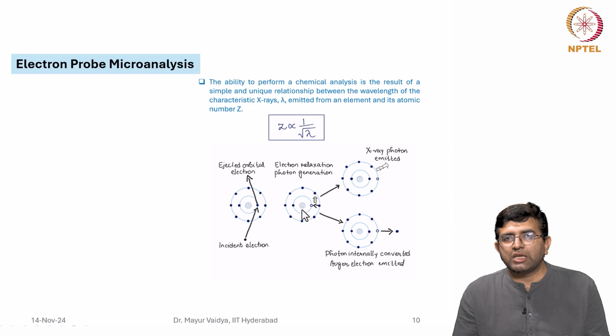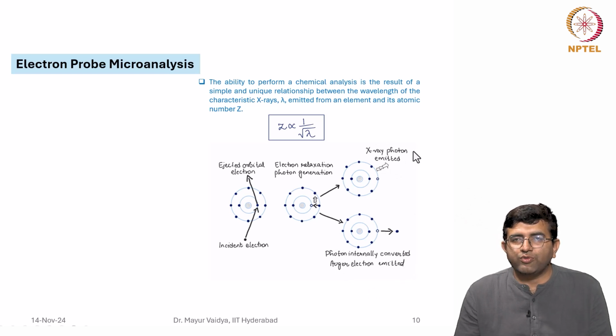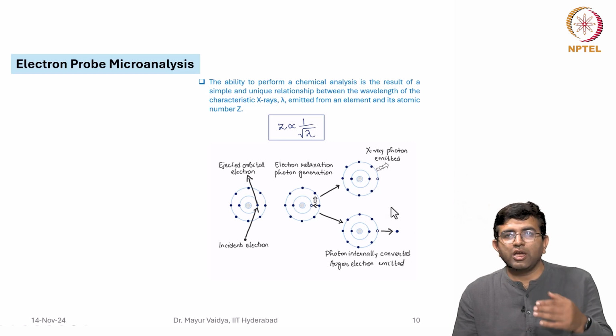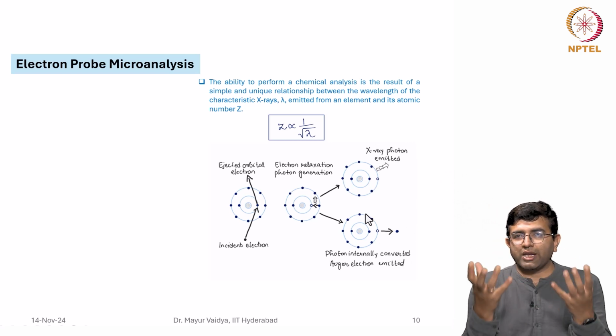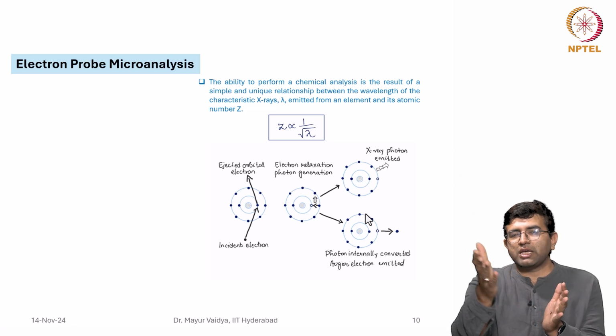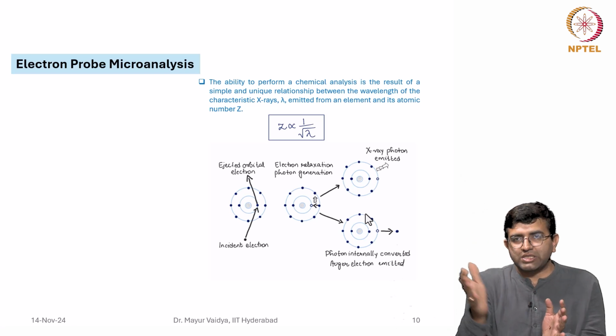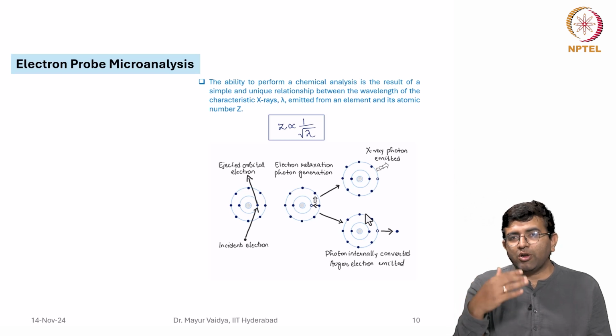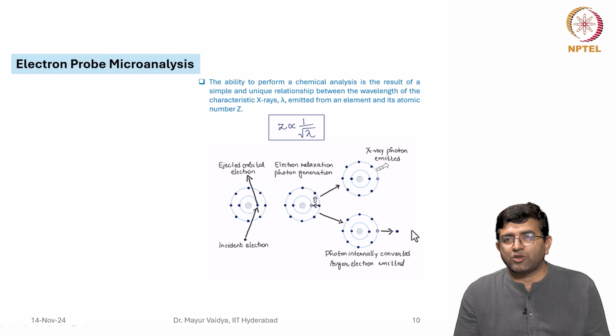So you can have the generation of X-rays, as well as the generation of Auger electrons. And actually, both of them can be used for analysis in diffusion measurements, so they can be used to characterize. Today we are talking about the X-ray photon that is used for EPMA, but you also have something called Auger electron spectroscopy, where these Auger electrons are used.